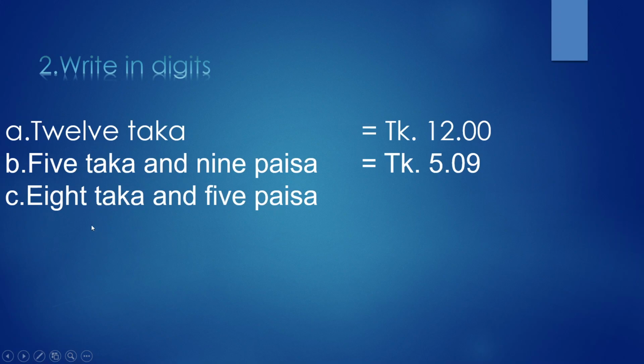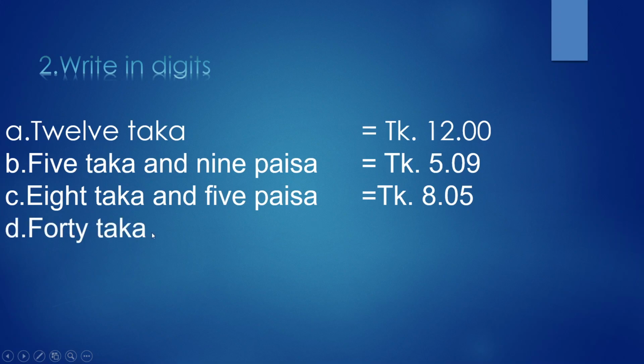Very similar to this. At first think before you listen to my words. How are you going to write this? Think as in B. Complete thinking. Now I am going to show you the answer. Short form of taka, then 8 and a dot. After that 5 paisa. We are going to write 5 paisa like this: a 0 in the tens place and 5 in the ones place.